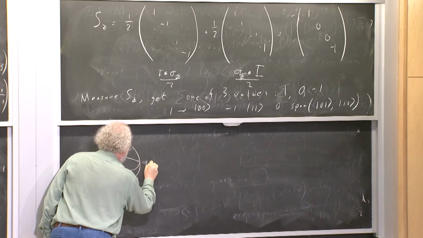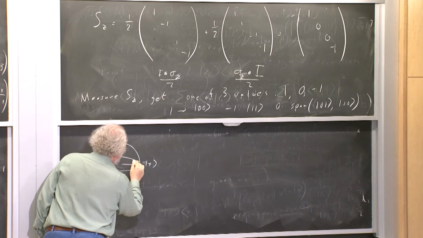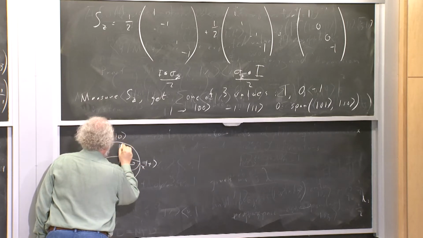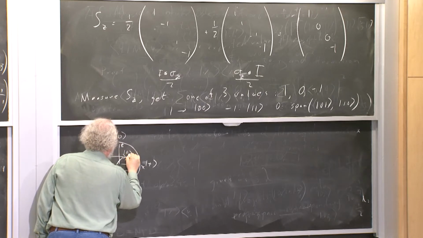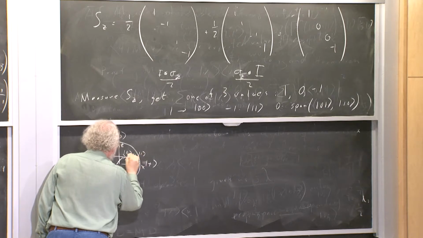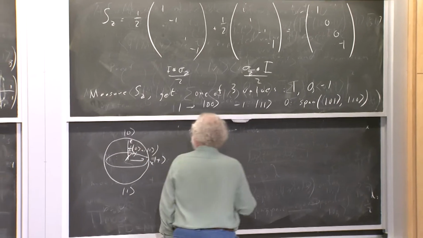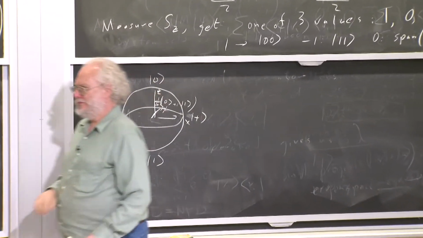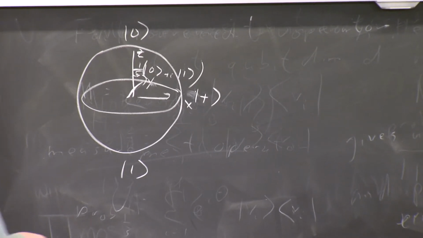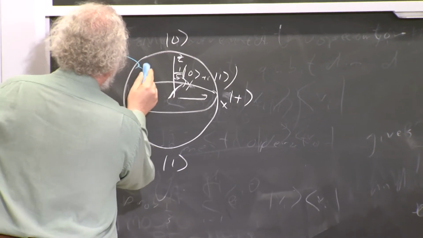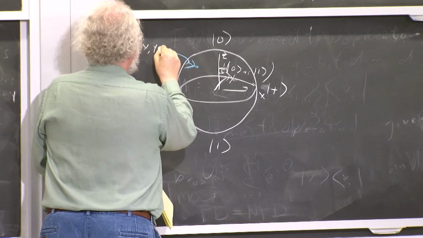Okay, so plus (0, 1), x, z, y, which was 0 plus i 1 over root 2. So let's think of a point here, which is (x, y, z).